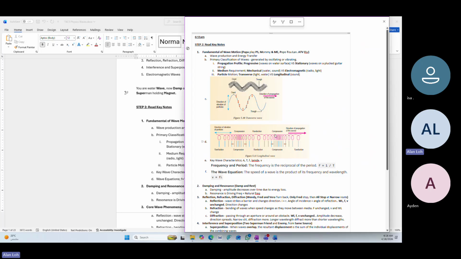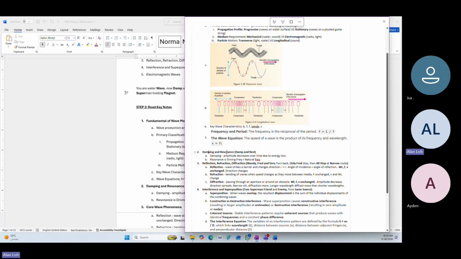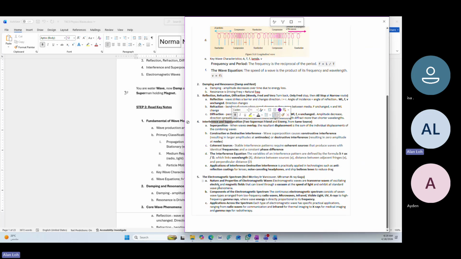Okay, step 2, if you realize, is designed in a way like the drawers. So you have drawer number 1, which is the wave. Drawer number 2 is the damping and resonance. Drawer number 3 is reflection, refraction, diffractions. Drawer number 4 is interference and superposition. And drawer number 5 is electromagnetic wave, right?